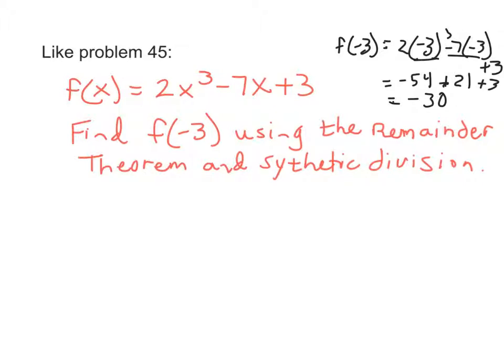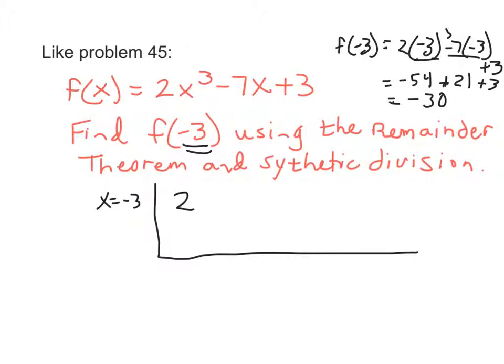The remainder theorem says that if you use synthetic division with that function and use the value x equals negative 3, the remainder will be that y value. So our remainder should be negative 30 in this case. If you wanted to find a y value, I can very simply go 2 for x cubed, 0 x squared, negative 7x, and 3. I can drop that down.